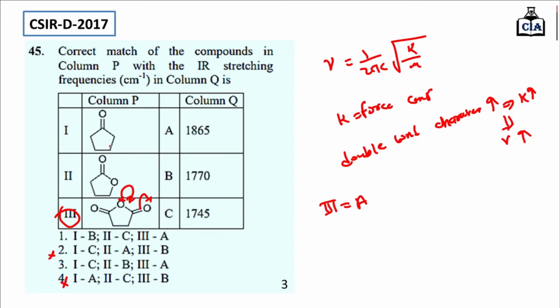Now just check compound first. This compound first has no oxygen atom, so it will not have double bond character, so it has the lower IR absorption, because there is no double bond character, so the force constant will be lower. As a result, the frequency is lower. So this first compound will show IR absorption at 1745, that is C. If you look at the options first and third, only option third has the first compound IR absorption 1745. So option third is the correct answer.